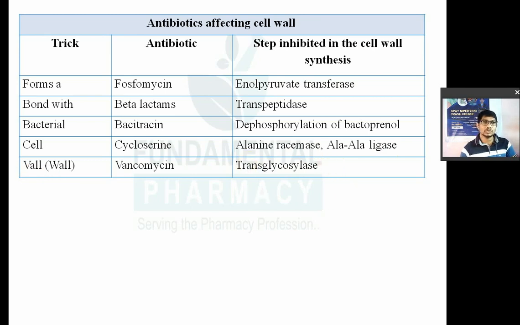So these are the different antibiotics: phosphomycin, beta lactam, bacitracin, cycloserine, vancomycin, which inhibit the different steps in the synthesis of cell wall. तो आपको याद ही रखना है. There is no other option.